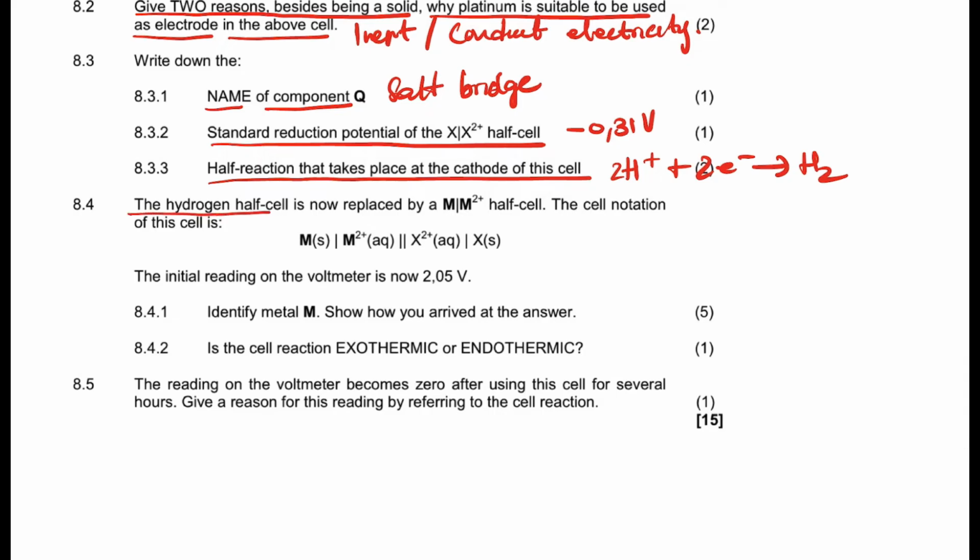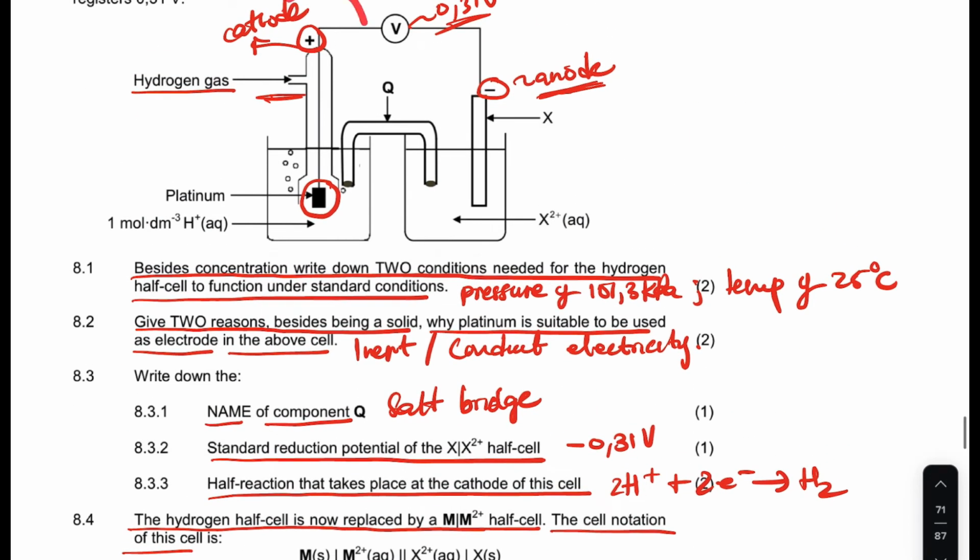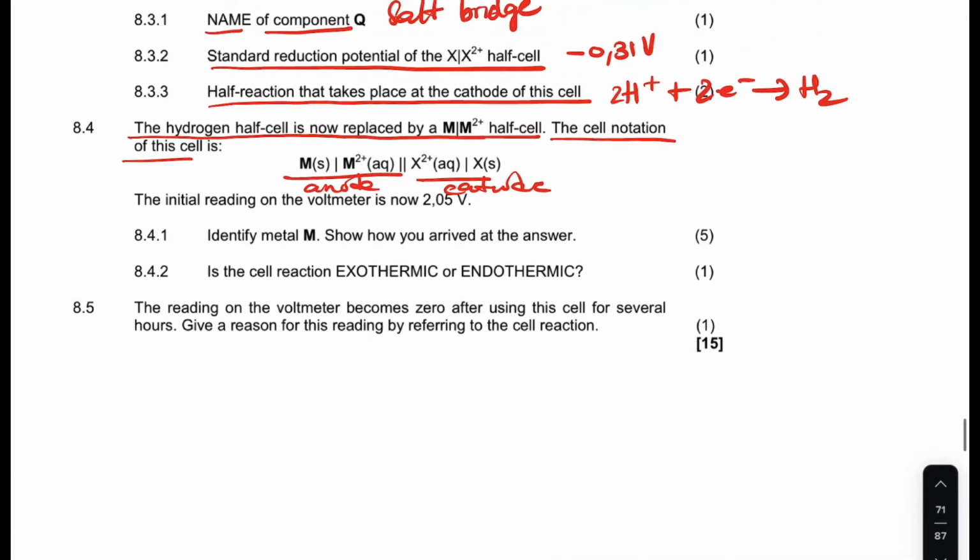At 8.4 it says the hydrogen half cell is now replaced by the M2+ half cell. The cell notation is this. So the cell notation, this is an anode and this is the cathode. The hydrogen cell has been taken out. It is replaced by this metal M, which is an unknown. Now the initial reading for the voltmeter is 2.05 volts. It says identify the metal M. Show how you arrive at your answer. We can do that by calculation.